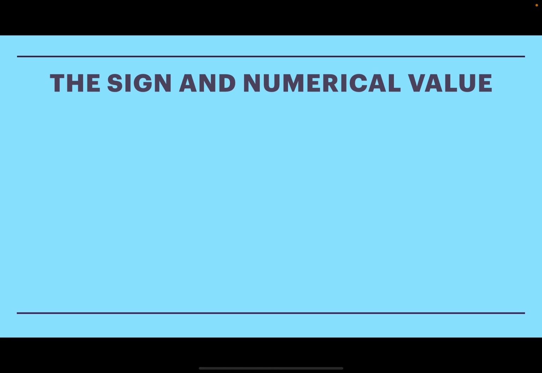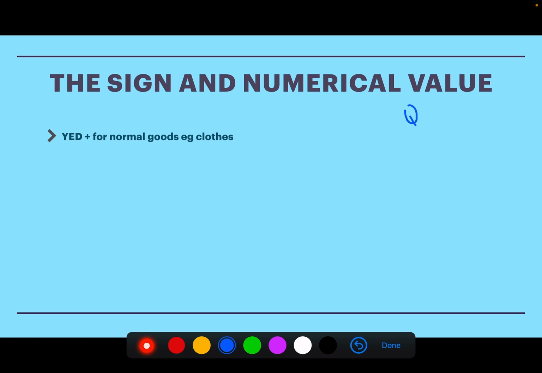Right, so what we're going to look at is what the sign stands for and the numerical value. For normal goods, YED is going to be positive. What that means is that when income increases, quantity demanded increases. So you've got a percentage change in quantity demanded that is positive, divided by a percentage change in income that is positive. Positive divided by positive gives you a positive answer. Normal goods might be something like clothes or restaurant meals. As you have more income, you spend more money on those goods.